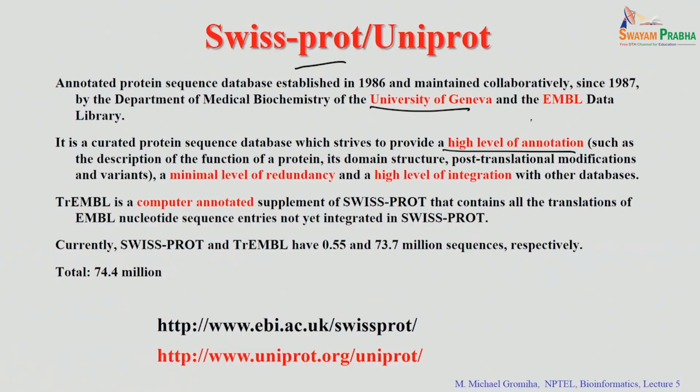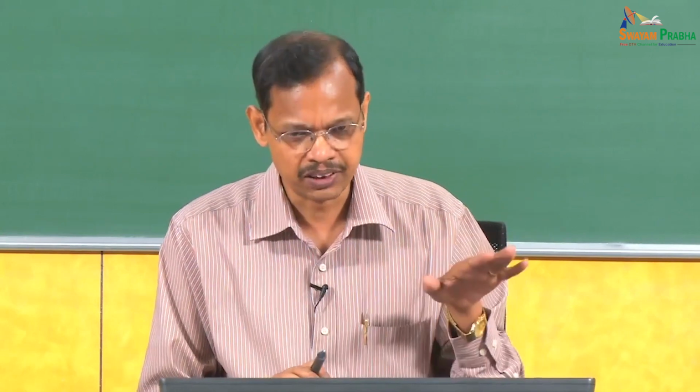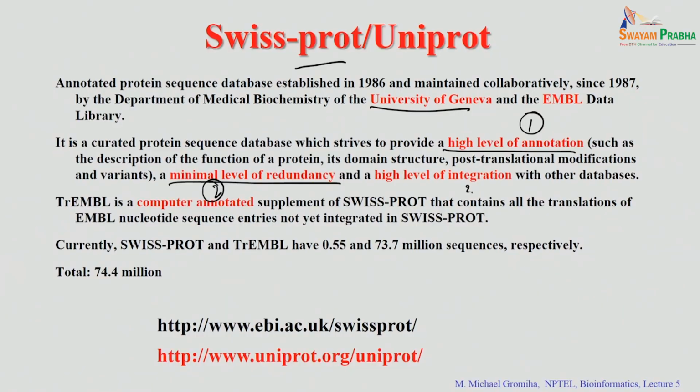This is the first aspect, a high level of annotation, and the second aspect is that it has a minimum level of redundancy. If you see the sequences, they provide minimal redundancy. Sometimes you can get the same information from different resources. They try to put in the resources but minimize the redundant information. And the third aspect is that it also has a high level of integration with other databases. They give links to various other databases and the literature. So, what are the three major aspects of UniProt? High level of annotation, minimal level of redundancy as well as high level of integration. So, these are the major aspects.